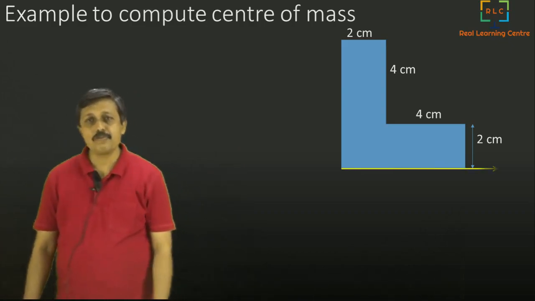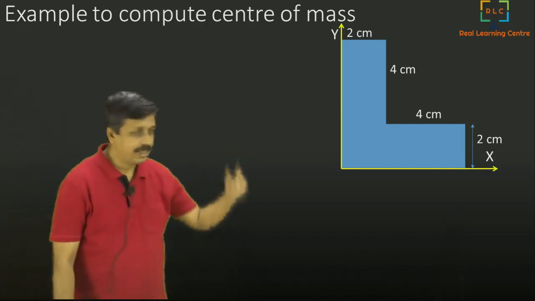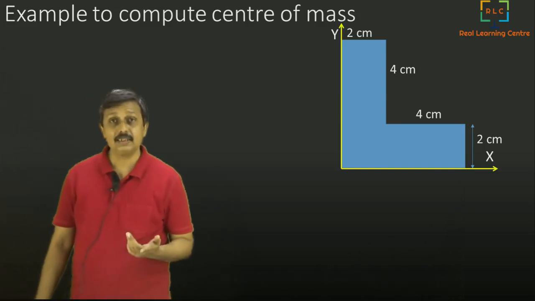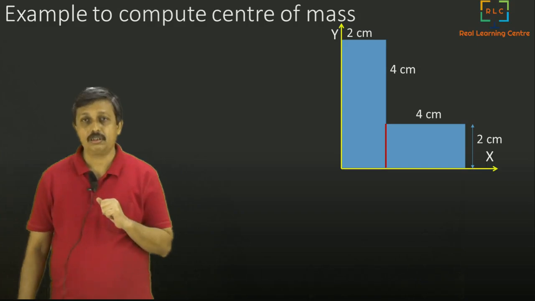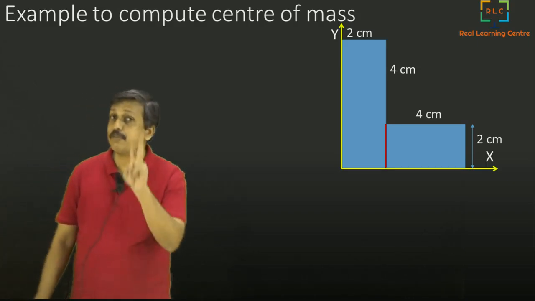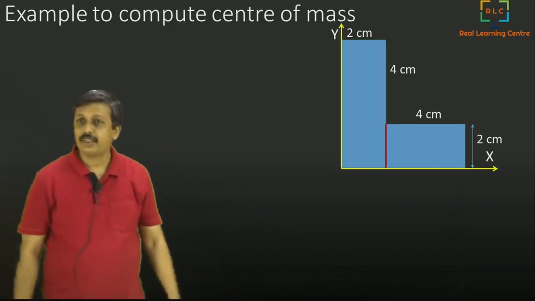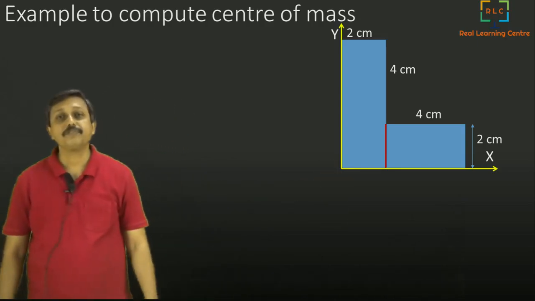So I'm going to find out the center of mass, for which I am going to draw the x-axis and y-axis. Once I draw them, I'm going to split this into small pieces. Instead of making small pieces, I will make two big pieces by drawing one line here. So two rectangles, one long rectangle and one like this.